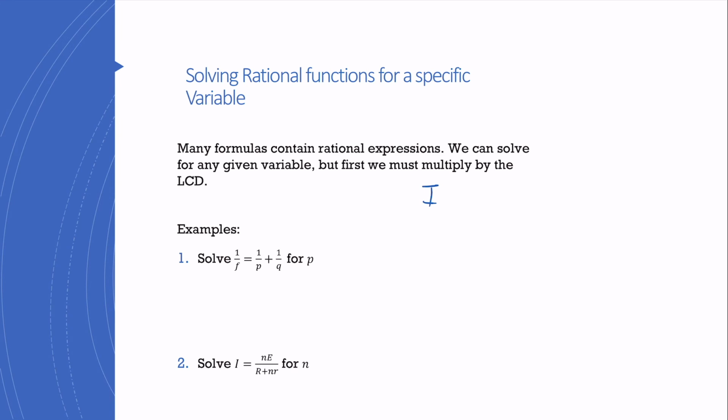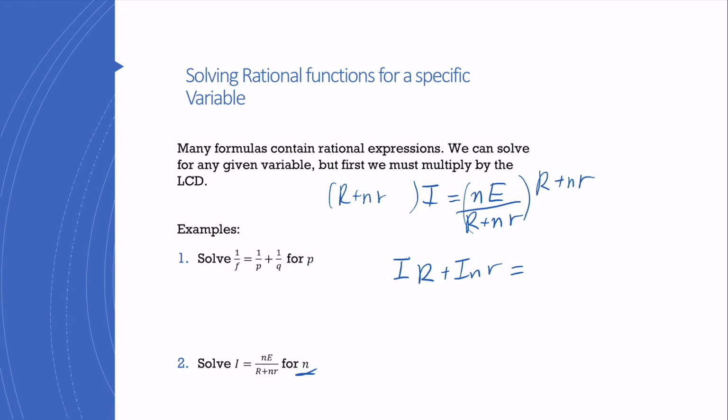So if I have I equals NE over R plus N little r, and I want to solve this for N, the first thing I need to do is multiply by the LCD, which is my denominator. So I multiply both sides by R plus Nr. That gives me IR plus INr equals NE, because my denominators will cancel. I'm trying to solve for N, so I need to get my N pieces together. Both of these have an N in them. So I have IR is NE minus INr.